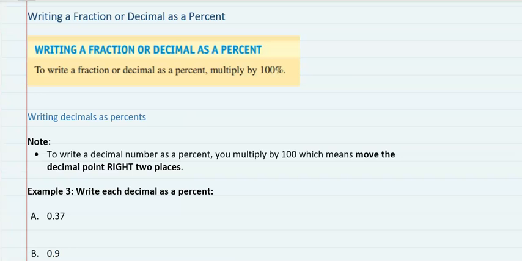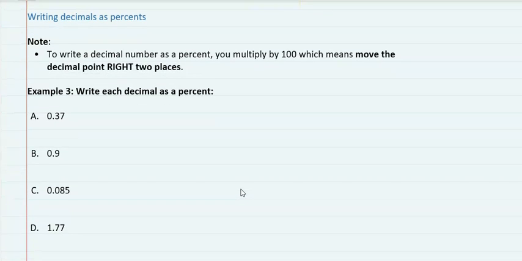Okay, so now we're going to look at writing a fraction or decimal as a percent. So when you write a fraction or decimal as a percent, you need to multiply the decimal by 100%. They shortened this just a little bit, and I'm going to go into more detail about how to deal with fractions. So I'm going to do the decimals first, because they're the simplest. So remember, to write a decimal as a percent, you go the other way, you multiply by 100, which means move the decimal point 2 places to the right.